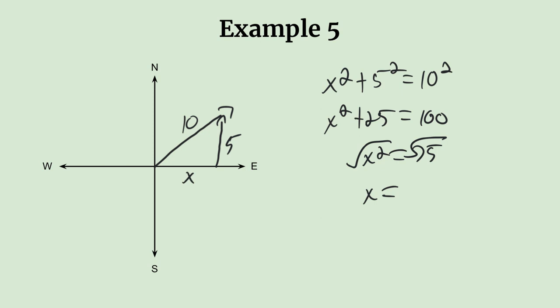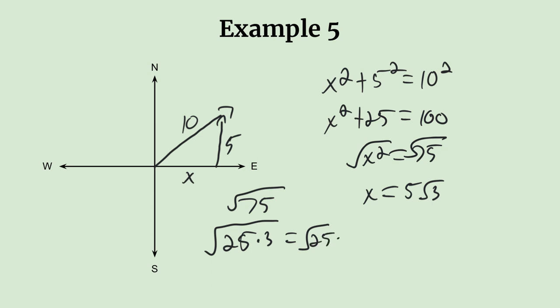X equals, this time we're going to leave it as a reduced radical, 5 square root 3. So if you need a refresher on that, 75 can be rewritten as 25 times 3. So square root of 25 times square root of 3 is 5 square root of 3.